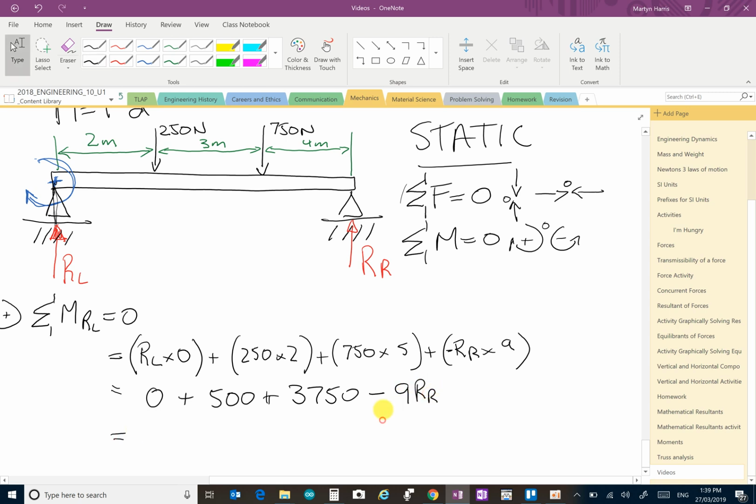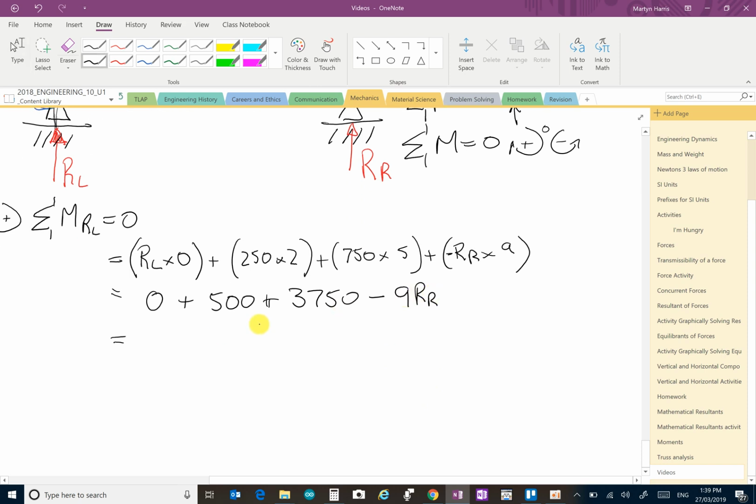Alright, so I can add my forces together, and I can move the negative 9RR onto the other side. I can do that by adding it to this side, and then also adding it to this side. Okay, so that gets rid of it on this side, and I can add these together. So that's going to equal 4,250 equals 9RR. Divide both sides by 9.